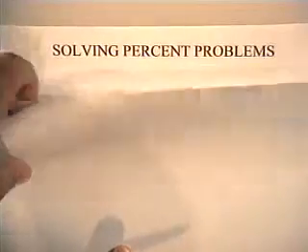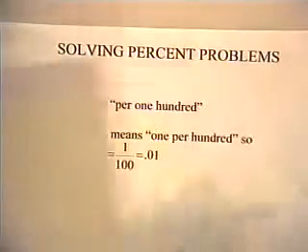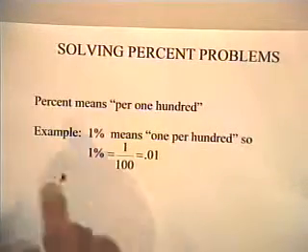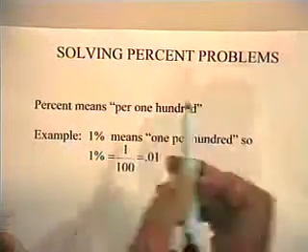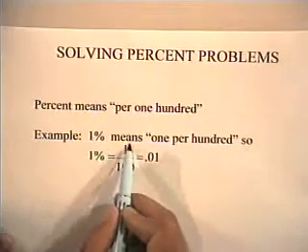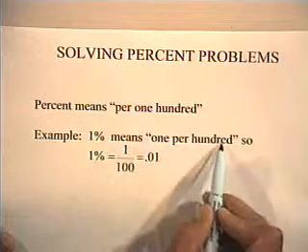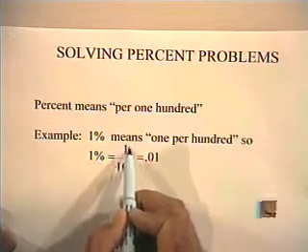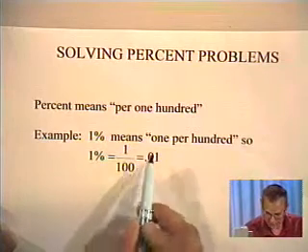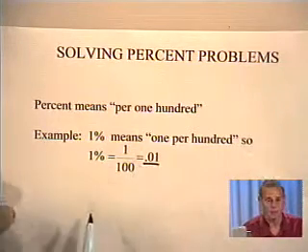Solving percent problems. Before we do some word problems involving percent, let's review and see what percent really means. Percent means per 100. For example, 1% means 1 per 100. So 1% is equal to 1 per 100, and that decimal representation is 0.01.